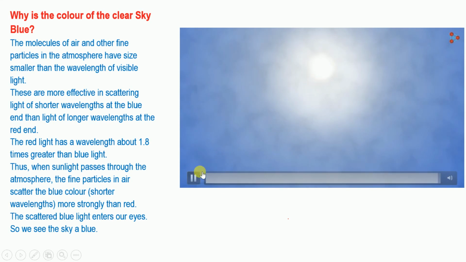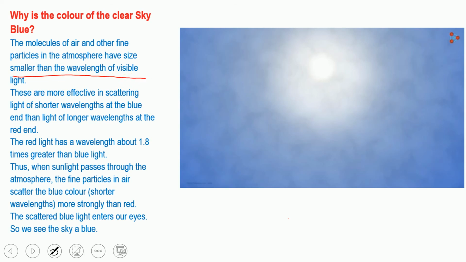Understand? So that is about it. Now you see here, now we can see that. Look here, the molecules of the air and the other fine particles in the atmosphere have a size smaller than the wavelength of visible light.